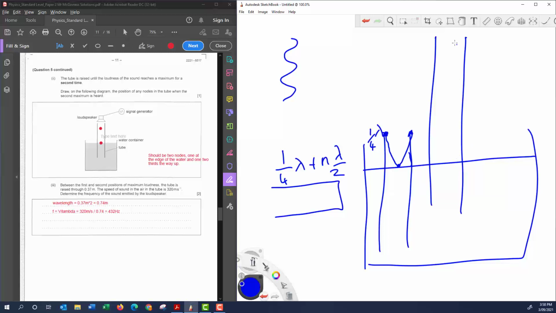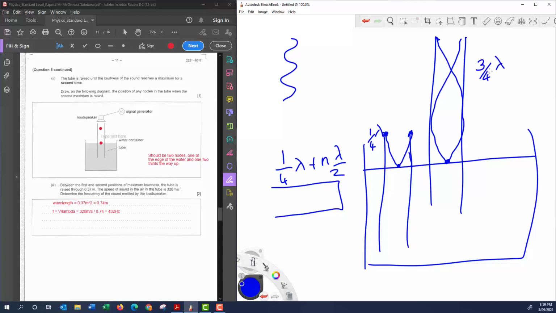Then if you pull it out further, you can essentially have a wave that looks like this. It still starts the same, comes to the other side, and then it reaches one of these nodes over here, and then it reflects off like that. That is the case where n equals 1, and that's where you have your second maximum. In this case, you have 3/4 of a wavelength going downwards in the pipe.